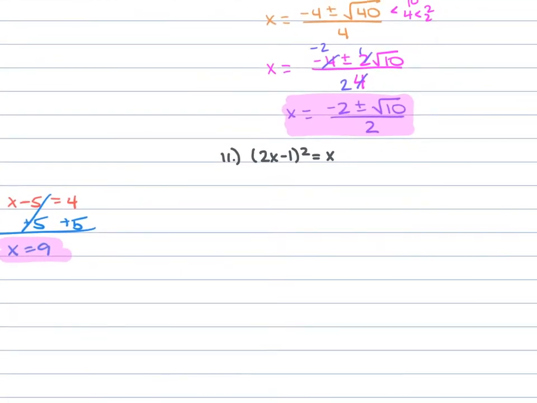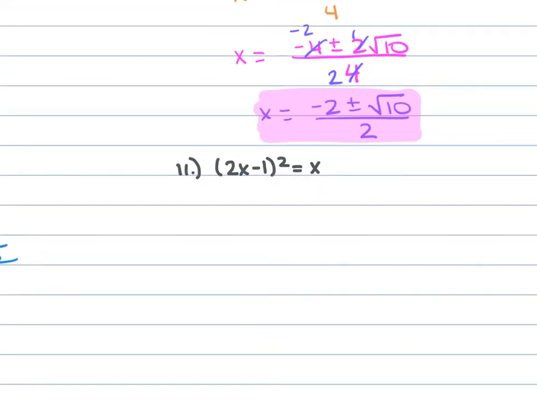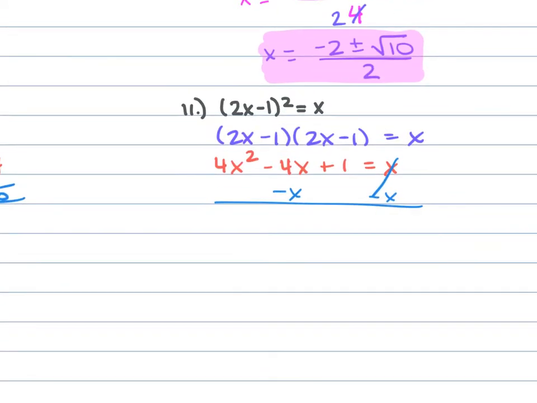For 11, we have 2x minus 1 squared is equal to x. We are actually going to FOIL out that left side here, because if we take the square root of both sides, we are going to be left with the square root of x, and we don't want a radical. So we're going to FOIL 2x minus 1 times 2x minus 1 is equal to x. We have 4x squared minus 2x, which is negative 4x, plus 1 is equal to x. We're going to move that x over by subtracting it from each side. So we get 4x squared minus 5x plus 1 is equal to 0.